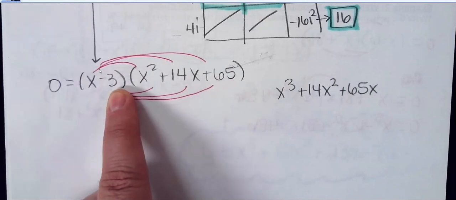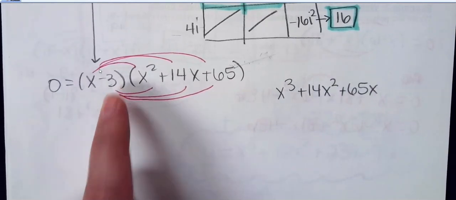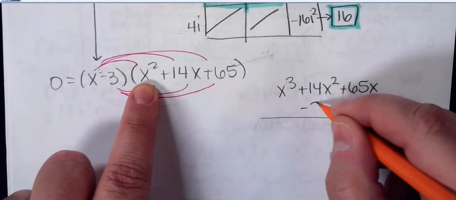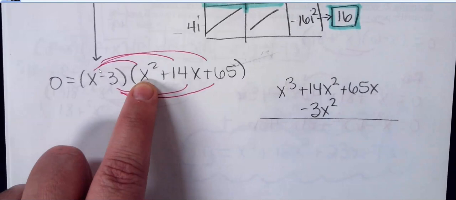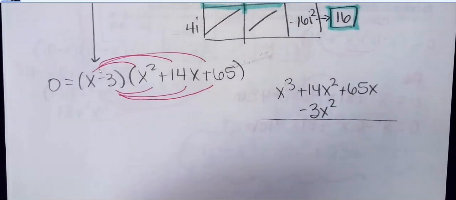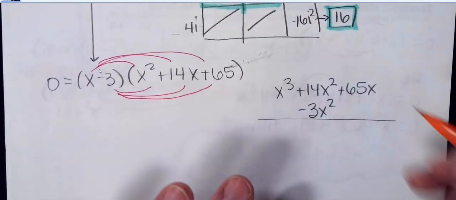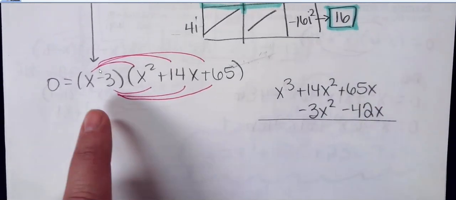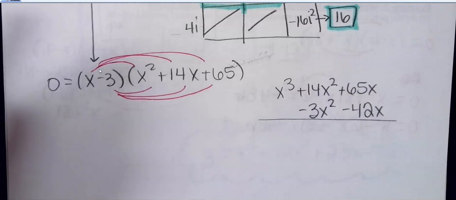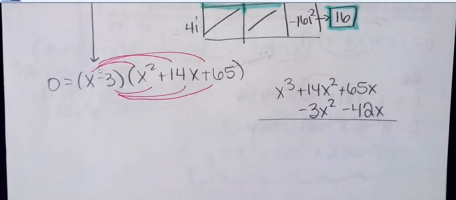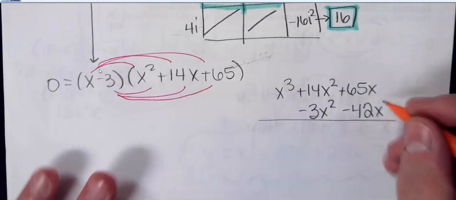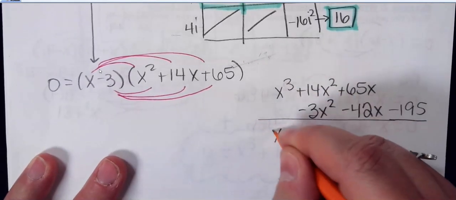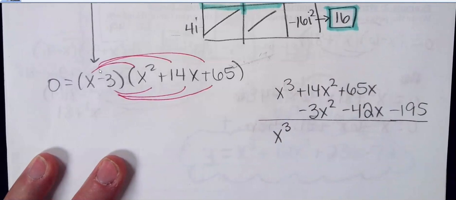I just line up the like terms to help myself add it vertically. So negative 3 times x squared, I just write it under the other x squared term, which would make it negative 3x squared under the 14x squared. Negative 3 times 14x is going to be negative 42x. And then I don't have another plain number, so I'm just going to put this on the end. But if I do negative 3 times 65, we're going to get 195. That'll be negative. There's only one term with an x cubed, so nothing to combine that with.